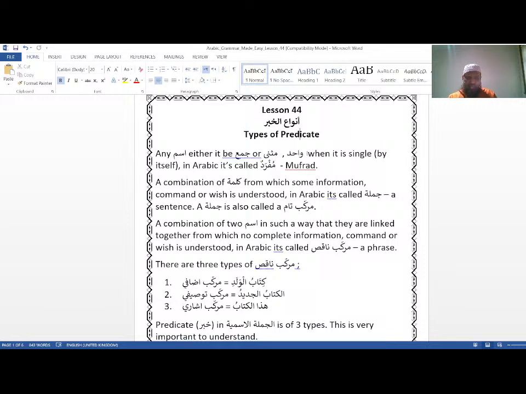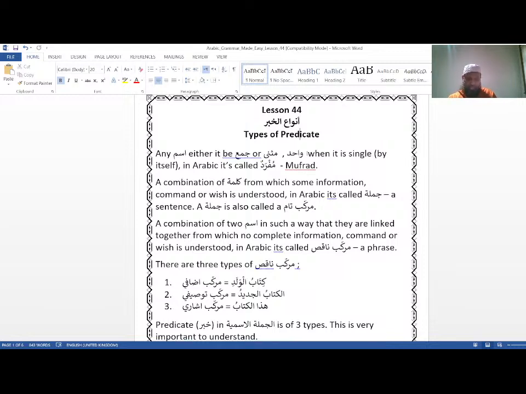The خبر in الجملة الاسمية is of 3 types. This is very important to understand. We've learned خبر, and we've learned خبر can be a mufrad word. Allahu ghafurun. The ghafurun is a mufrad word coming as خبر. So this is one type of خبر, a single word.